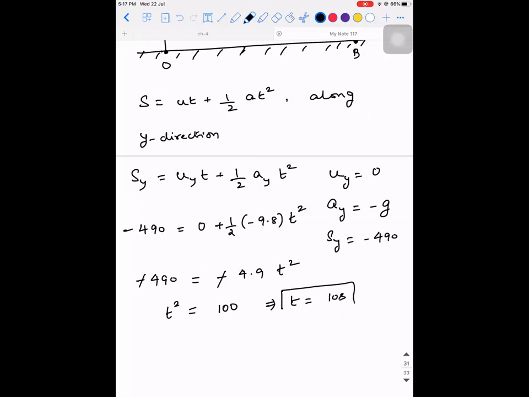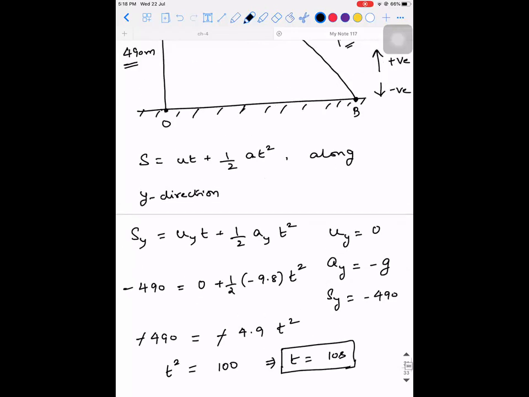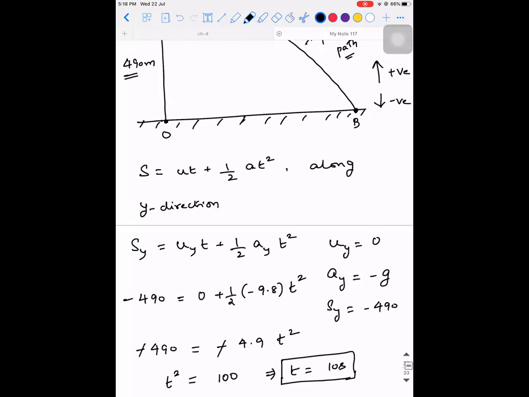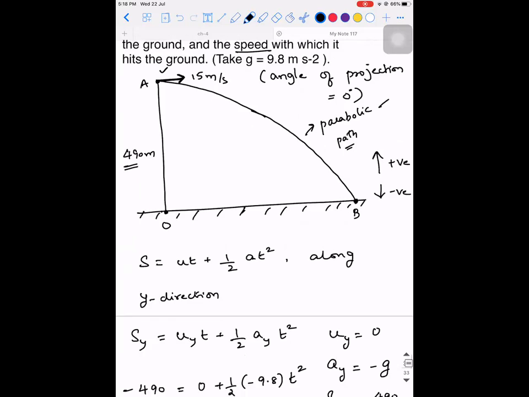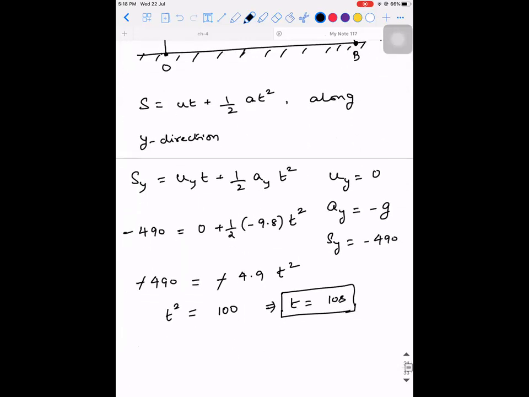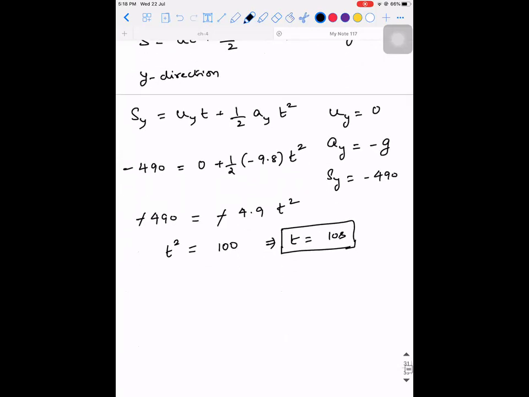Sir, can we use v is equal to u plus at also, no, sir? But if you use v is equal to u plus at, you don't know with what velocity it is hitting the ground. You don't know the final velocity. That is also there in the question: observe the speed with which it hits the ground. You don't know, no? Then how will you use v is equal to u plus at? Is it clear? Yes, sir. So the first part is over.